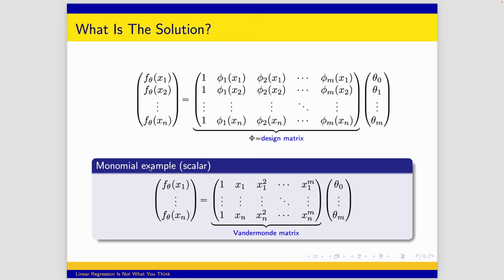In the monomial example with the scalar, we have this matrix here. So f theta at x1 is theta naught plus theta 1 times x1 plus theta 2 times x1 squared, up to plus theta m times x1 to the power of m. And similarly for the other predictions. This matrix has a special name. We call it the Vandermonde matrix.